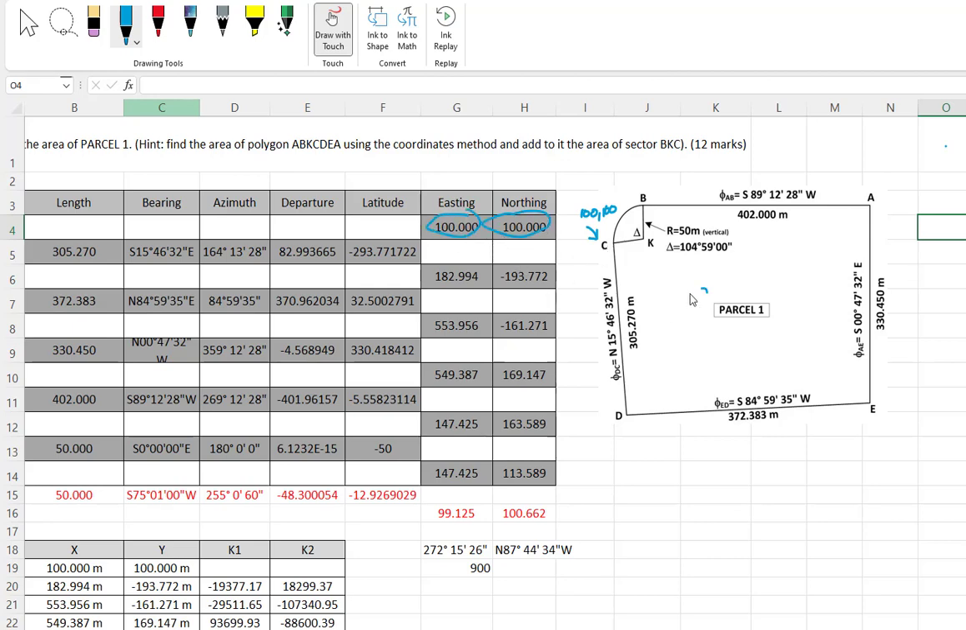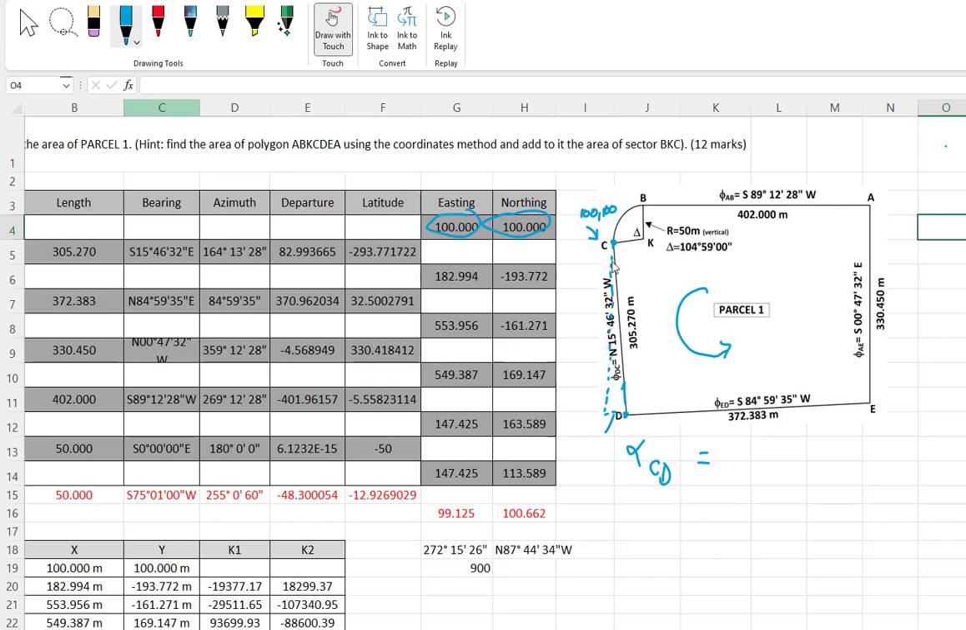Then we'll go counterclockwise with the points, and take C, D. We will calculate the departure and the latitude. This is the latitude and this is the departure. Of course, we need the azimuth. So what is the azimuth alpha CD? We want to see the geometry here. What are we given? We are given phi, the bearing DC in this direction, as north 15 46 32 to the west.